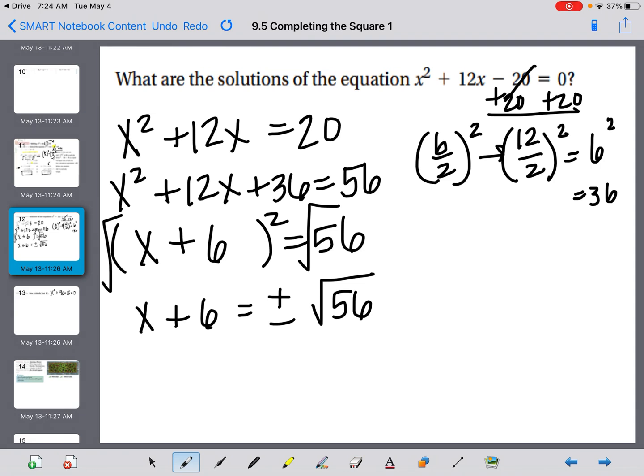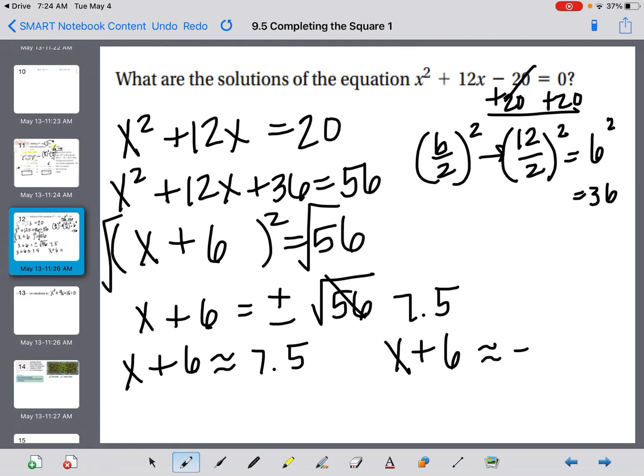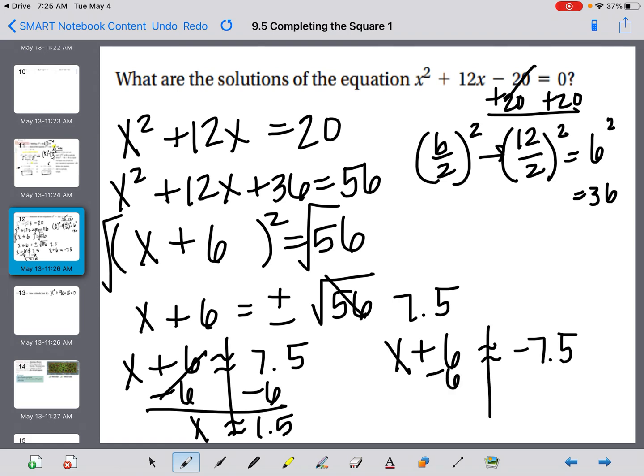Then I'm going to estimate the positive and negative square roots of 56, which is about 7.5. And I'm going to split and solve. So x plus 6 is approximately equal to 7.5, and x plus 6 is approximately equal to negative 7.5. Okay, when I subtract 6, that gives me x is approximately 1.5. Subtract 6 tells me x is approximately negative 13.5. Those are your two answers for this one.